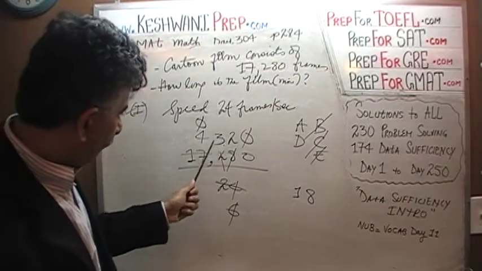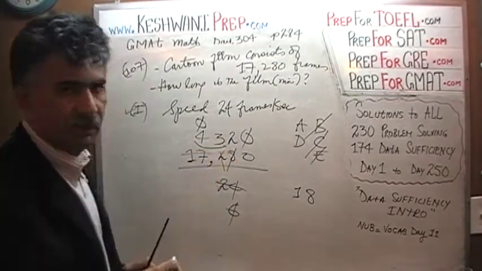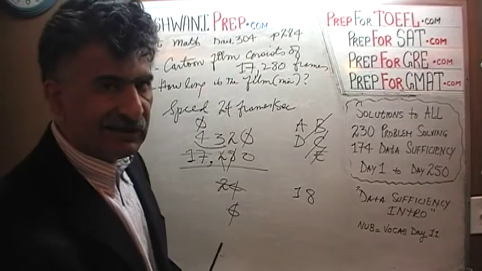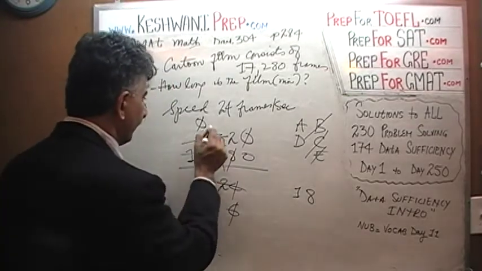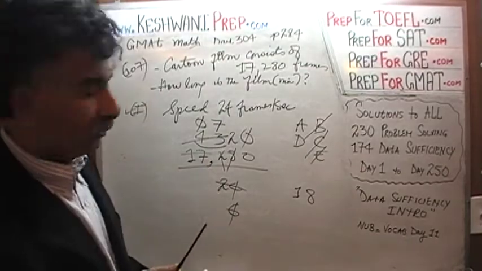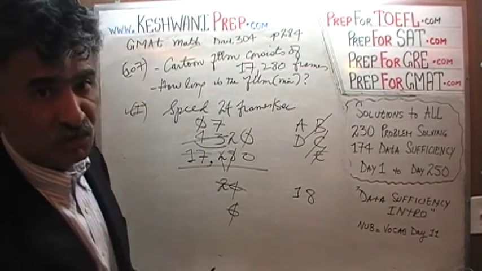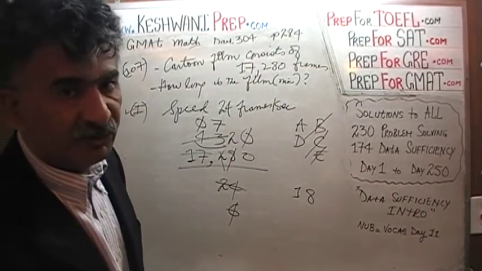That 4 goes and joins the 3, becomes 43. How many 6s in 43? 43 has 7 6s of 42. It's going to have 7 6s. 7 6s are 42. The remaining one goes and joins the 2, becomes 12. How many 6s in 12?